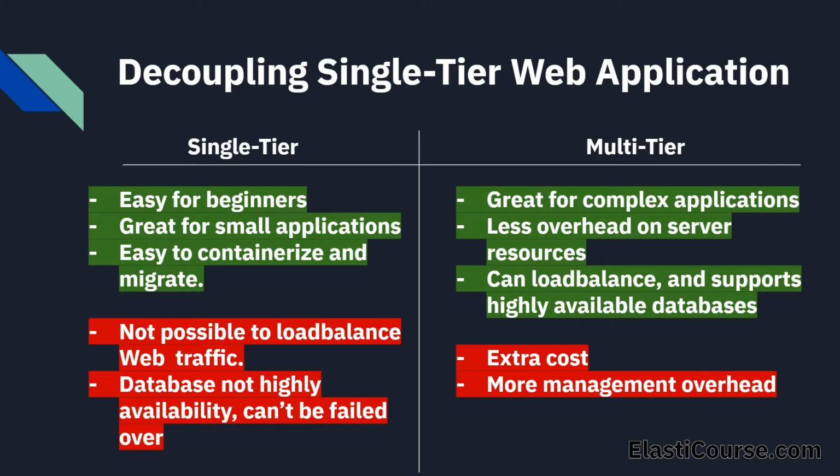Now, the downside for single-tier is that it's not possible to load balance web traffic, because every instance contains a replica of the database inside. If you were to point at one of the servers using a load balancer and this database gets updated, and then the user logs in again and gets load balanced to another server, the data is not there. So the database is not common in all these instances, and therefore they do not share the same set of data. Also, the database itself is not highly available.